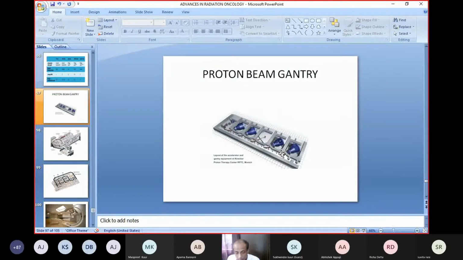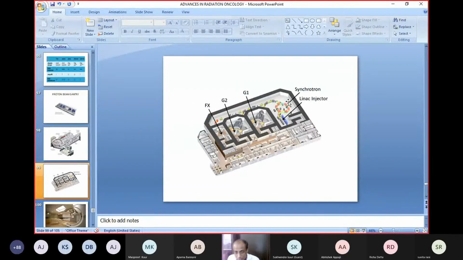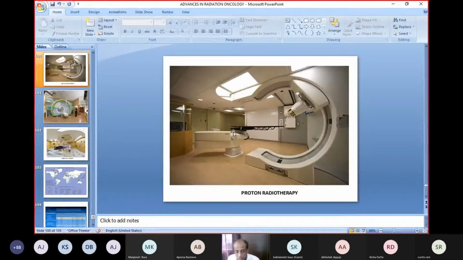How is the proton beam generated? There is a cyclotron which generates the proton, and this proton is transmitted across 4 bunkers. So there will be 4 machines, 1, 2 and 3, 4. All 4 machines can deliver radiation by proton from a single generator. This is how the proton setup looks, to give a brief idea to all of you. This is the cyclotron where proton is generated and transmitted to the treatment bunkers where radiation is delivered.